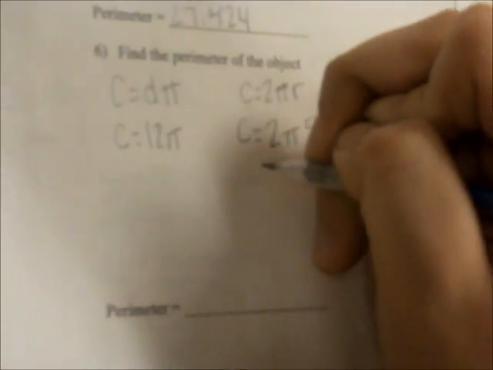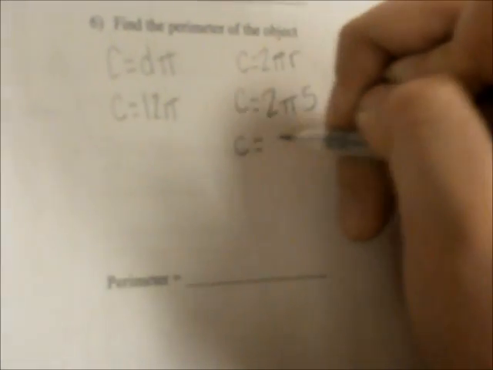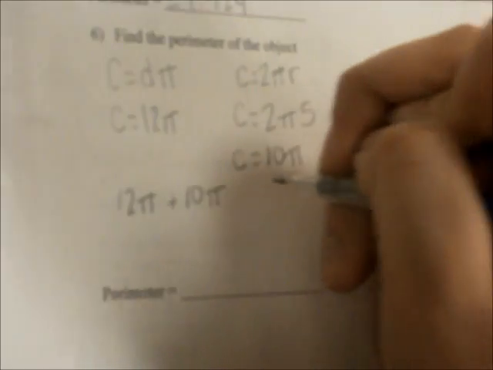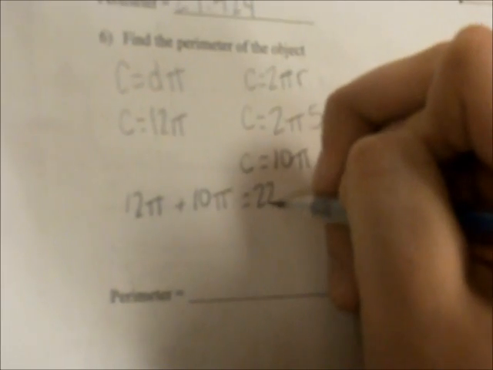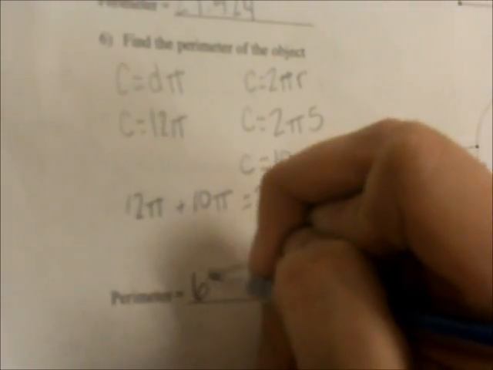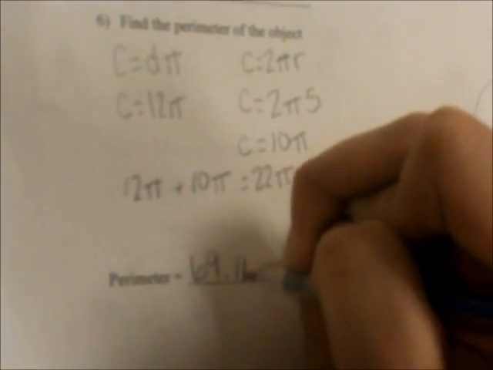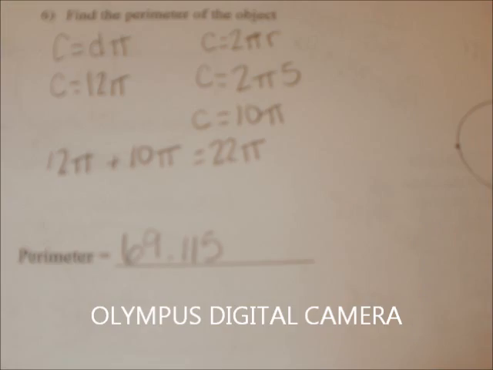For the other one, circumference is equal to 2 pi radius, and then you can put in 5 for the radius, so you get circumference is equal to 2 pi 5, and when you multiply those, you get 10 pi. Then you need to add both of them to get the perimeter, and you get 12 pi plus 10 pi is equal to 22 pi, which is approximately 69.115. So that is your perimeter, and that is it for homework check 10.2.